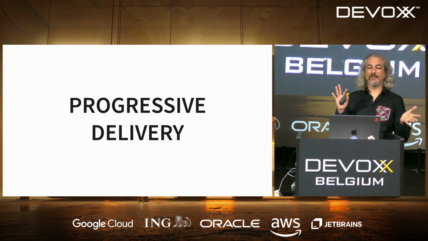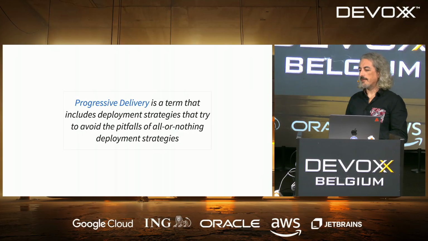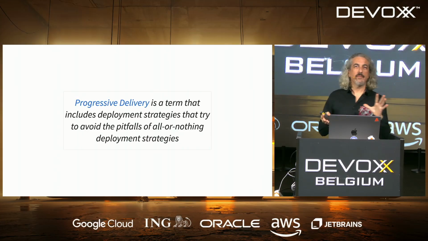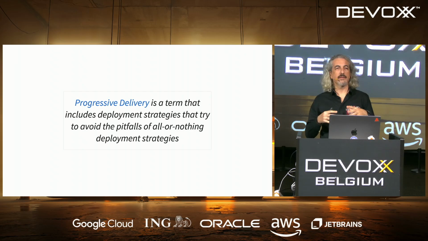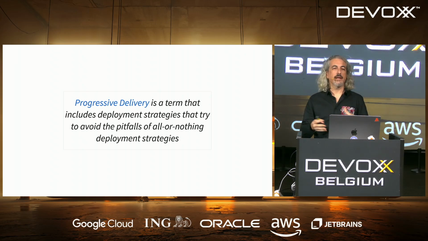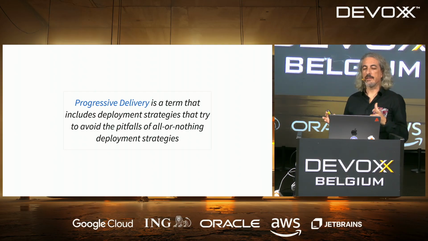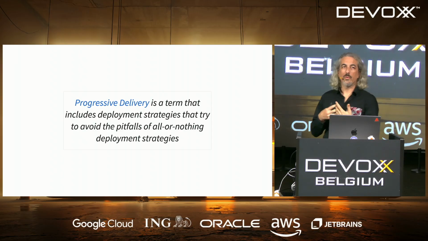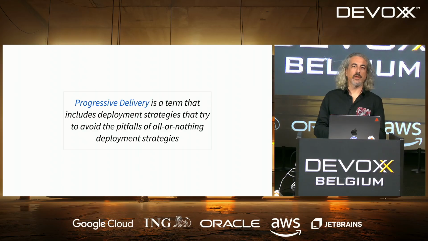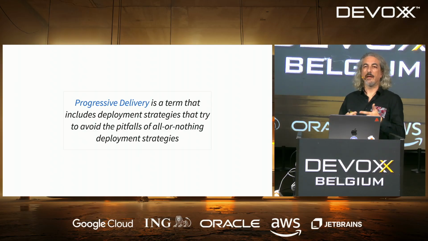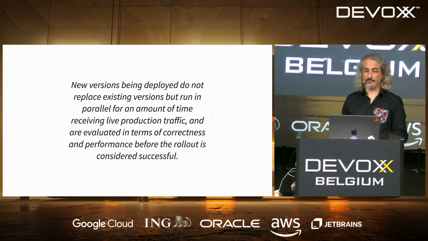So progressive delivery, I'll start with an introduction. It's a name that is kind of new, but it includes techniques that have been around for a while. It's all these deployment strategies that try to avoid all-or-nothing deployments. You don't want to deploy something to all your customers at once in case you break something, so you want to progressively make changes in production.